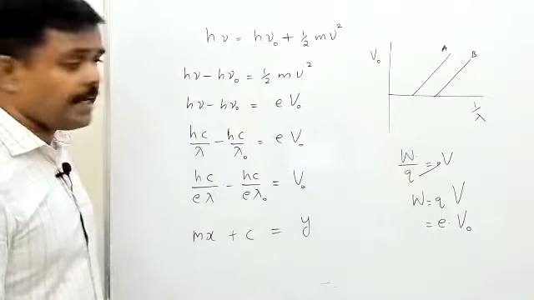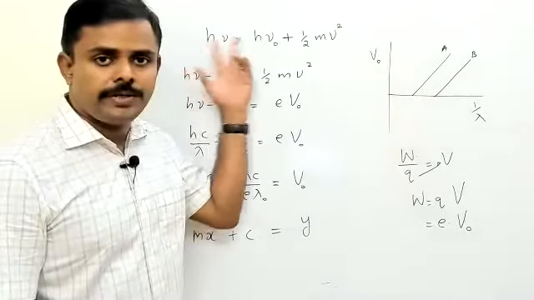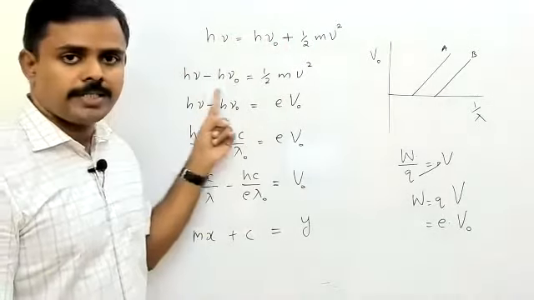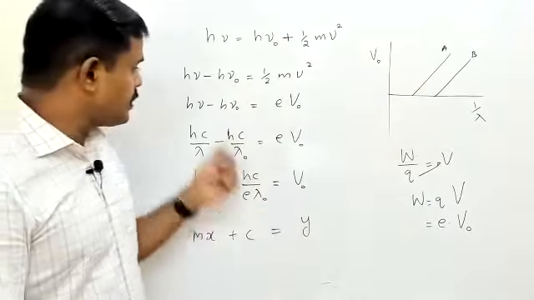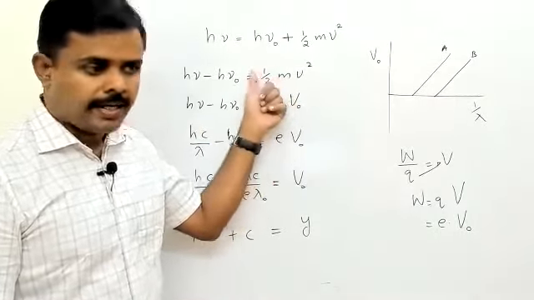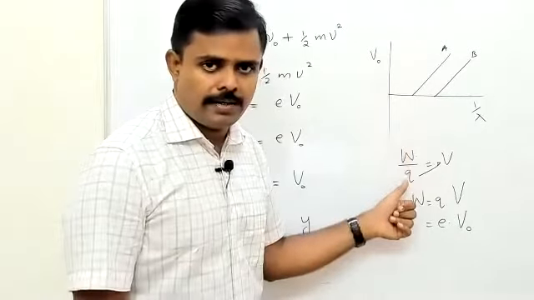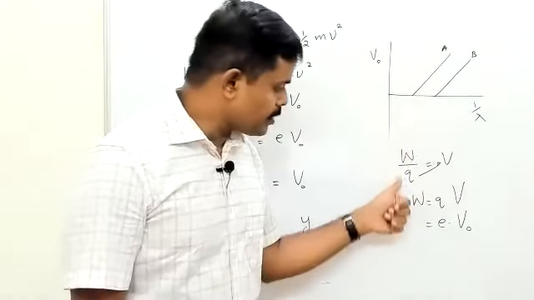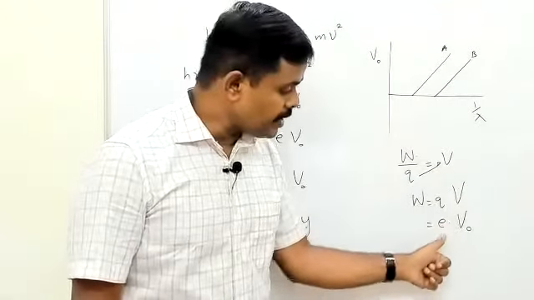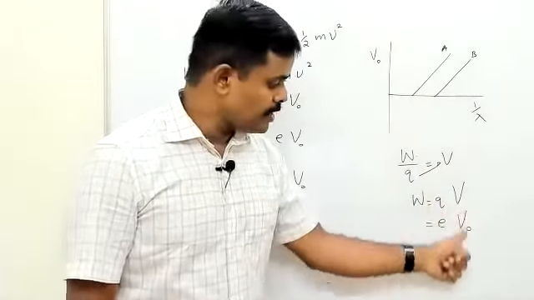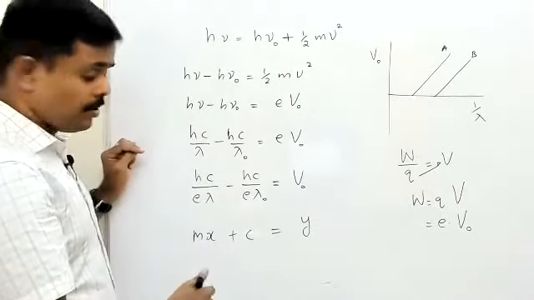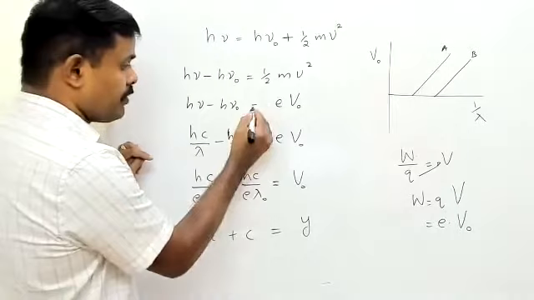So what is the case here? I told you the incident energy h nu is equal to h nu 0 plus half mv square. h nu 0 goes to the left side: h nu minus h nu 0 is equal to half mv square, which is kinetic energy. Kinetic energy is the same as work done, the work energy theorem says so. Work per charge is potential. Cross multiply, work is equal to Q into V, that is e into V0. Charge is e, V is V0. Then divide throughout with e.